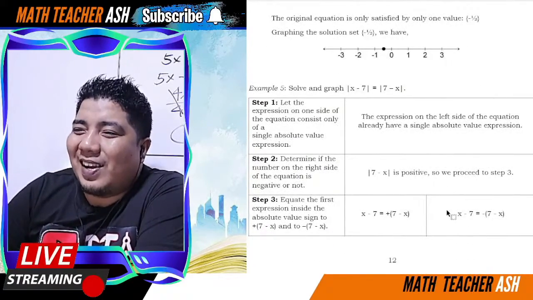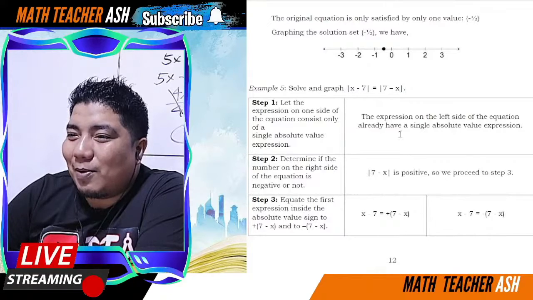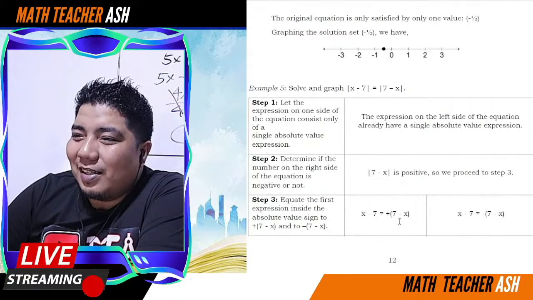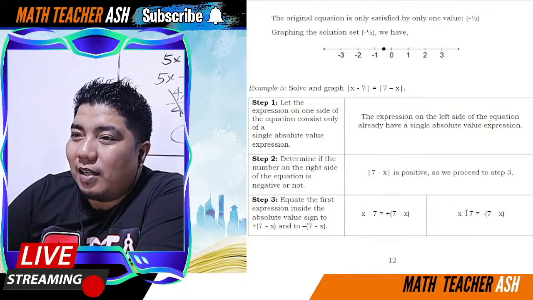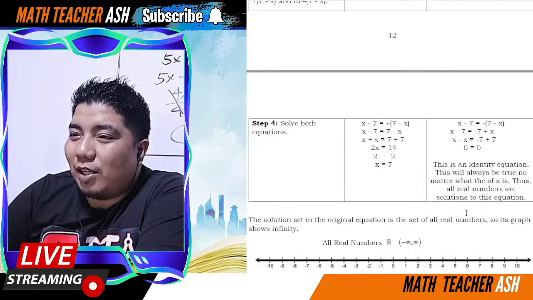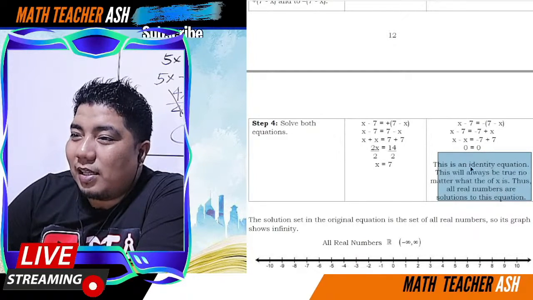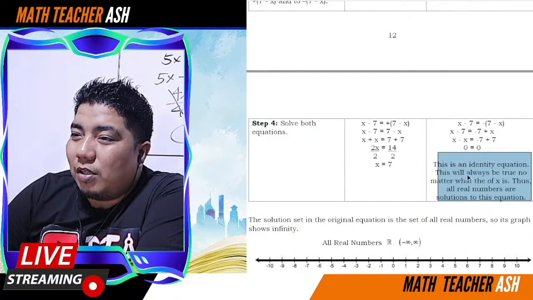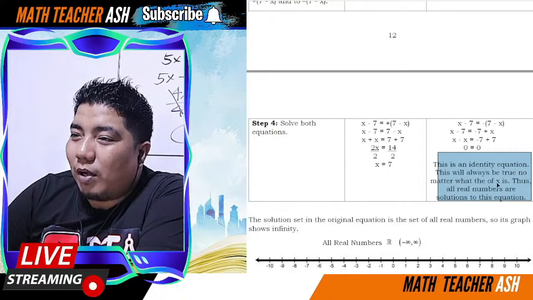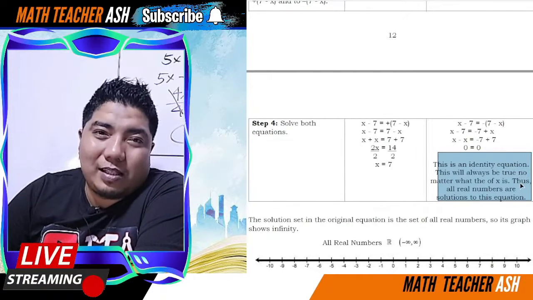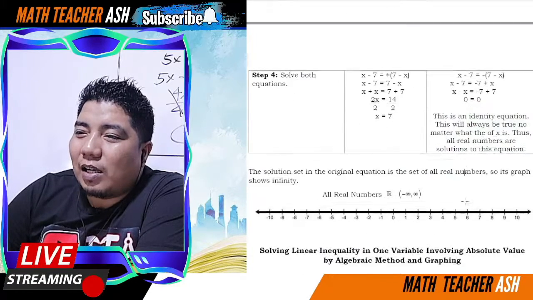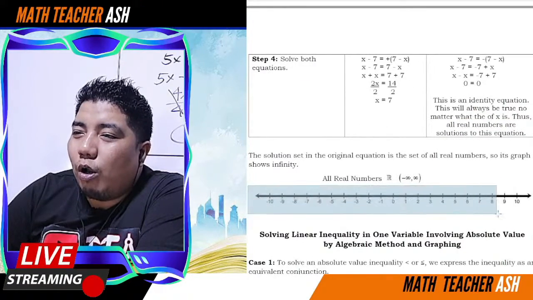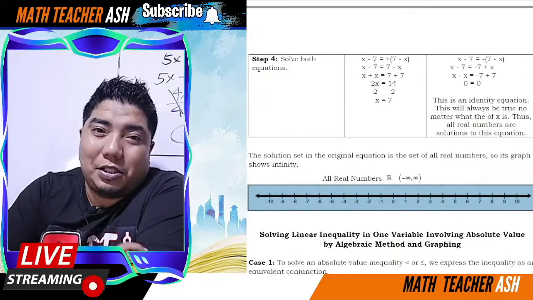Now, let us try. How about this one? The same concept pa rin. Okay? Kinuha mo ang negative at saka positive part ng right side, and then you try to solve. Ang lumabas dito is an identity equation. This will always be true no matter what the x is. Okay? So this is an identity. So therefore, ang sagot dito ay all real numbers.